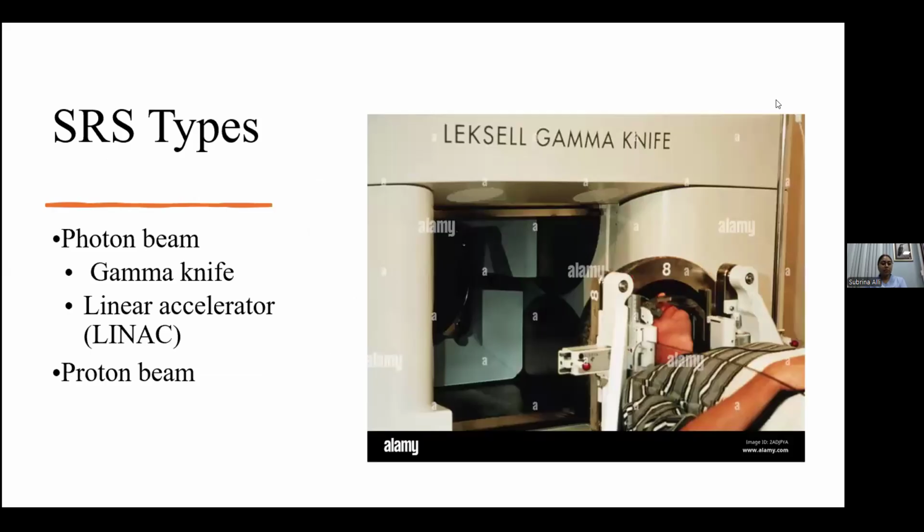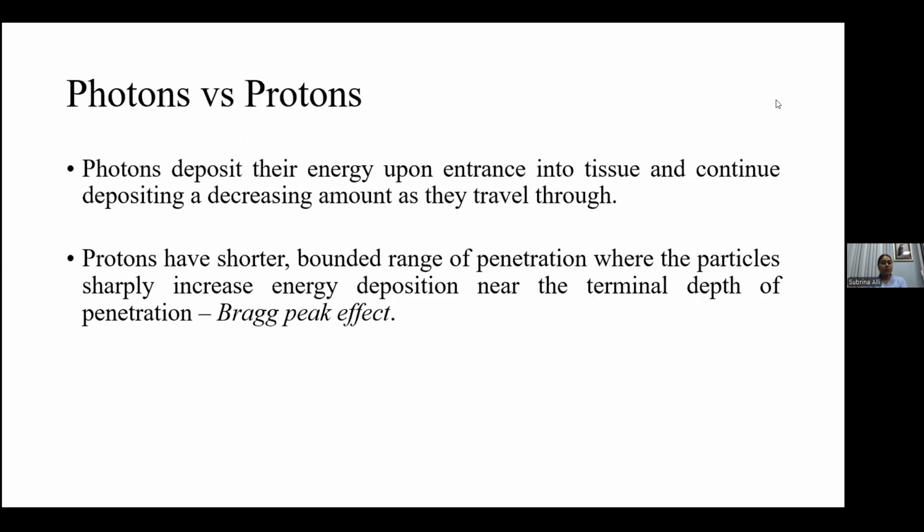So what are the two types? We can classify it into photon beam and proton beam. Photon beam includes the Gamma Knife, which was actually created by Dr. Leksell himself, and the linear accelerator system, which is actually being done in Trinidad, as I recently found out. And well, our proton beam. So proton versus photon.